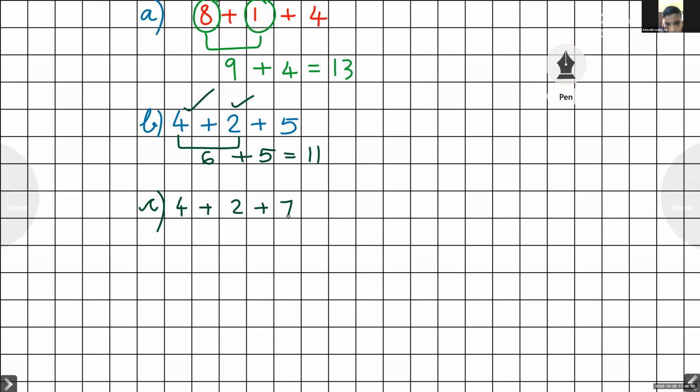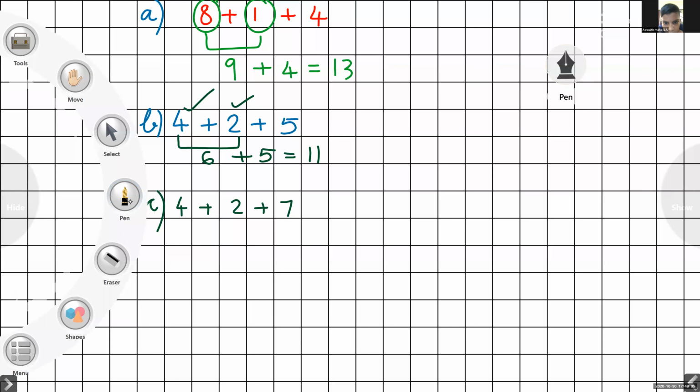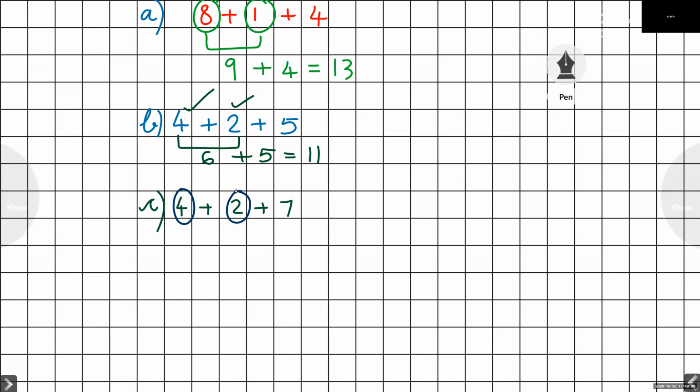Here also we can see 4 is a one-digit number, 2 is a one-digit number, 7 is also a one-digit number. Now let us add the first two numbers. Which are the first two numbers here? 4 and 2. Aradhya, what is the answer, 4 plus 2? 6. So 6. Now let us add the third number.